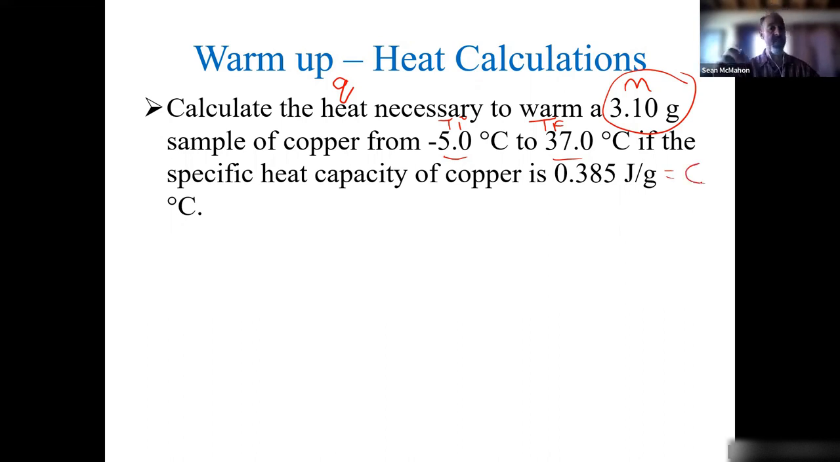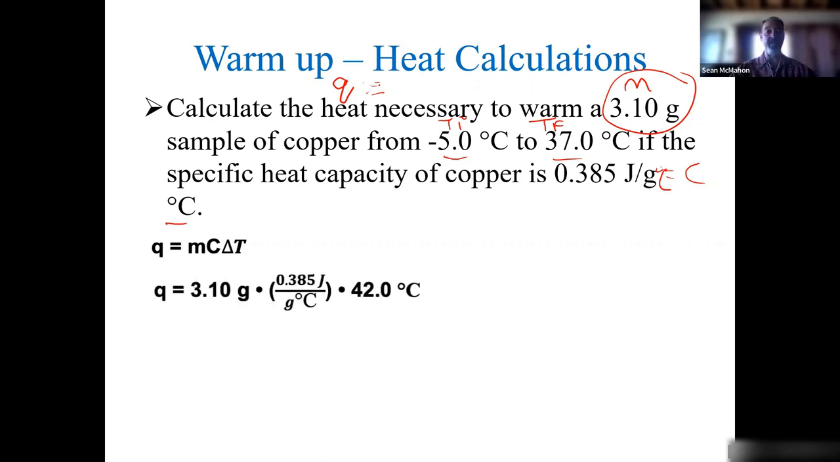Now, they don't have to always give this to you in the problem. Sometimes you might have to refer to a table or your book to find the specific heat of copper. And again, it could be in calories per gram degree Celsius, or it could be in joules per gram degree Celsius. Because it doesn't tell us what unit for heat, we'll leave the unit in terms of joules. So Q equals mCΔT. I'm solving for heat.